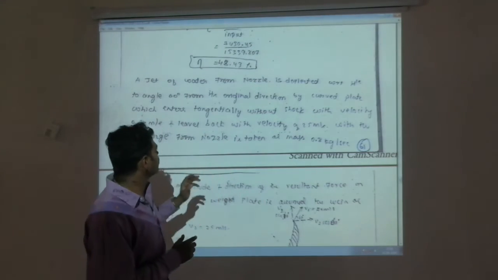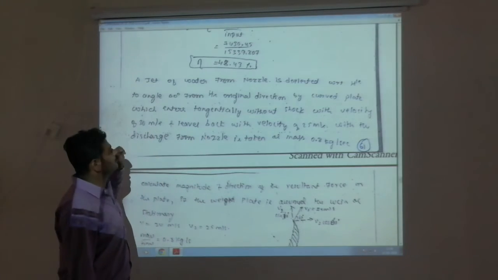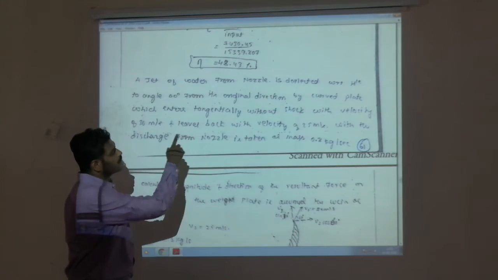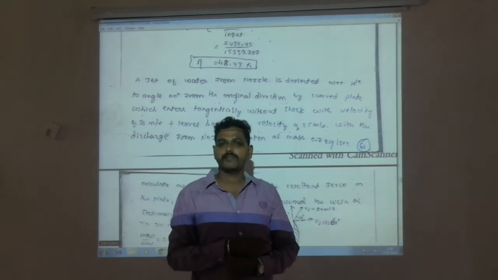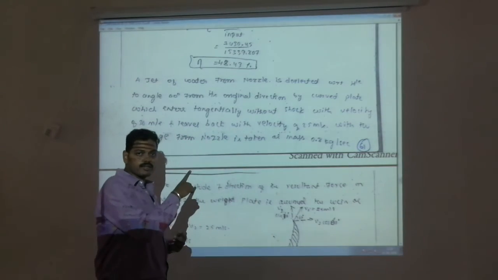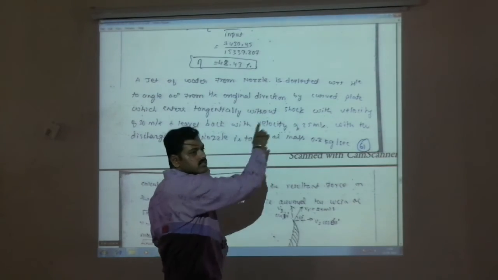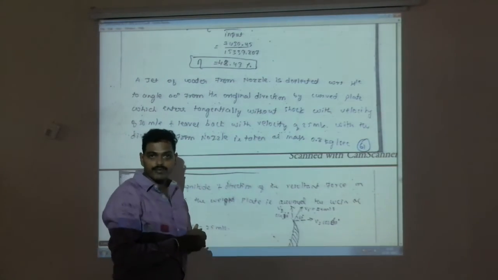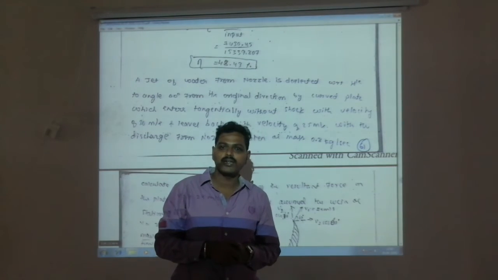Then the third problem: a jet of water from a nozzle is deflected with respect to horizontal through an angle of 60 degree from its original direction by a curved plate. So you can see that in this problem now, the question is correct. A jet of water from a nozzle is deflected with respect to horizontal. In the previous problem they said 165 degree, so we considered the internal angle as 15.